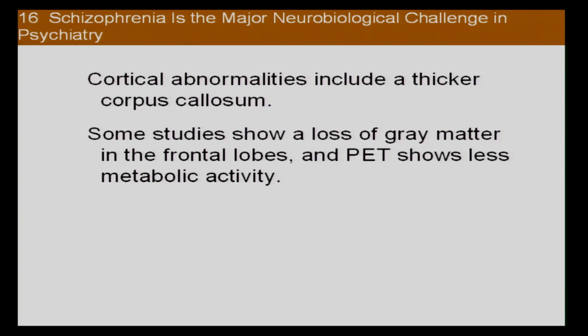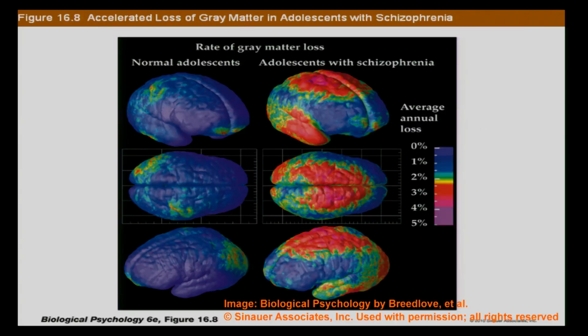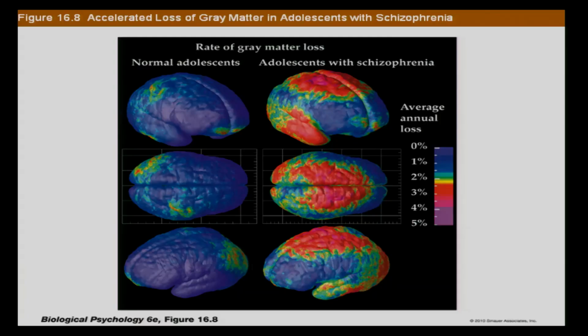So let's look at the loss of gray matter first. Here is a representation of the rate of gray matter loss in normal adolescents and adolescents with schizophrenia. The red part means significantly more loss during this time. Now, there's some loss in adolescence. Through development, you have lots of cells that develop, and some of them die off. That's normal. Not a whole lot of loss at this time of adolescence, around 1%, in some areas a little bit more.